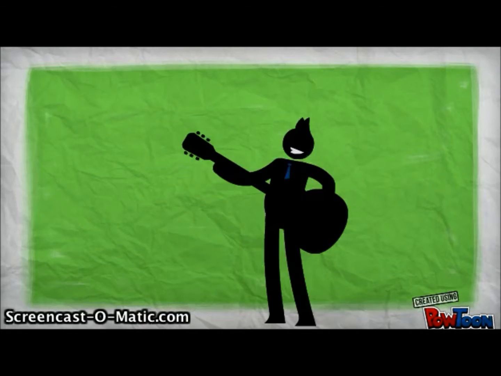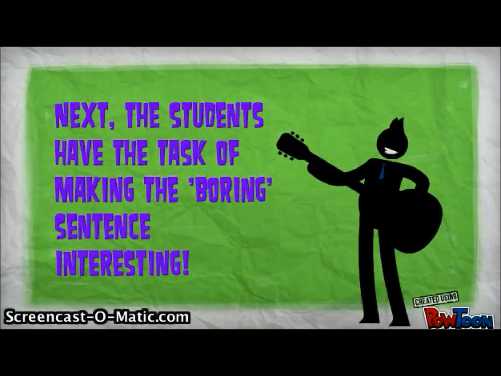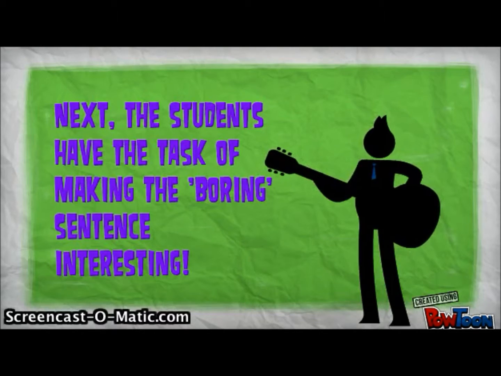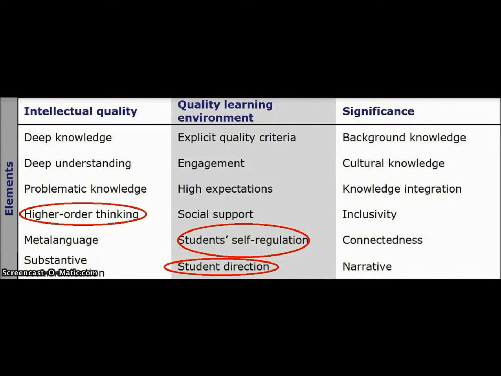Next, the students are tasked with making this boring sentence interesting. They are given a bank of adjectives which they can insert into the sentence at different places. The fact that students are given a choice as to which words they will use and where they will use them connects with the student direction and student self-regulation elements of the quality teaching framework.